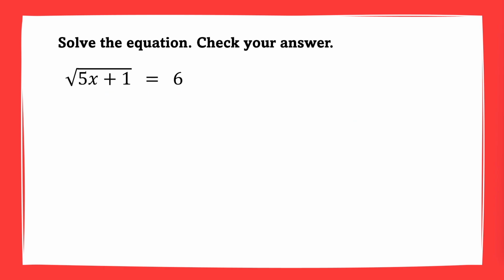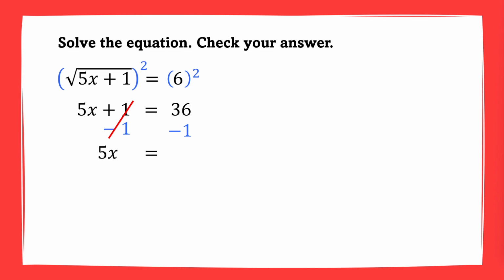This equation already has the square root isolated, so square both sides to remove the radical symbol. This gives us 5x plus 1 equals 36. Next, undo the addition by subtracting 1 from both sides, leaving 5x equals 35. Further isolate x by dividing both sides by 5, resulting in x equals 7.